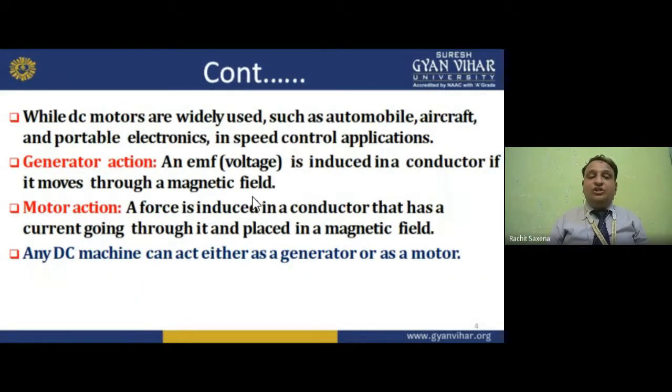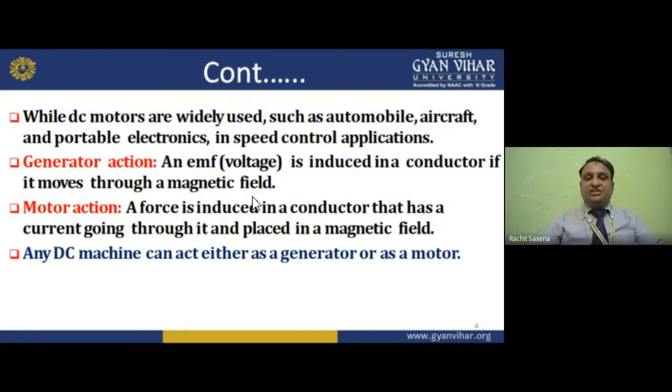Now, continuing with the previous point, while DC motors are widely used, such as in automobiles, aircraft, and portable electronics, in speed control applications. I hope you understand that the DC generator has limitations. Nowadays we are not using DC generators, but AC, because nowadays we are working on AC. Okay, I hope you understand.